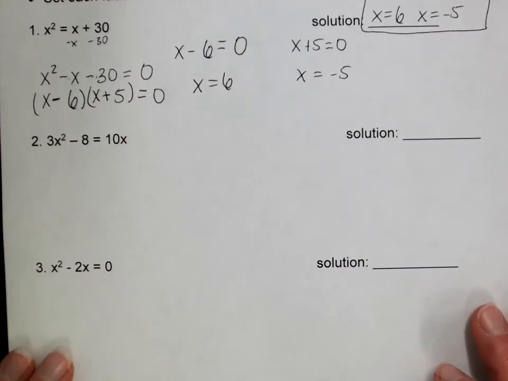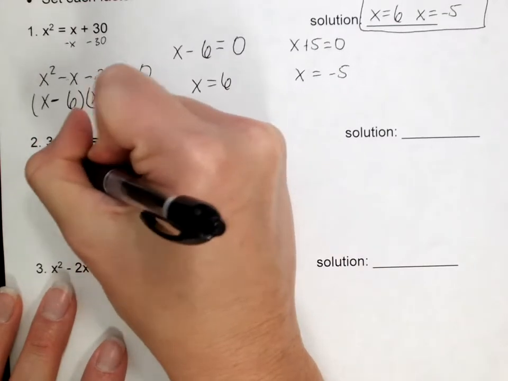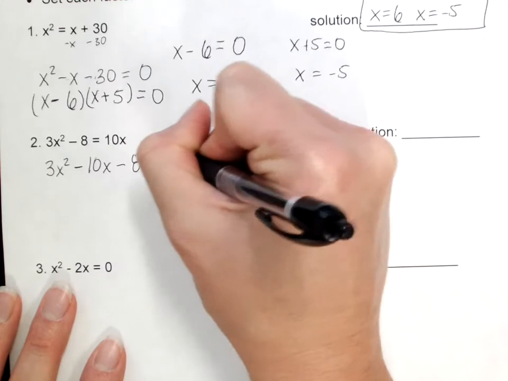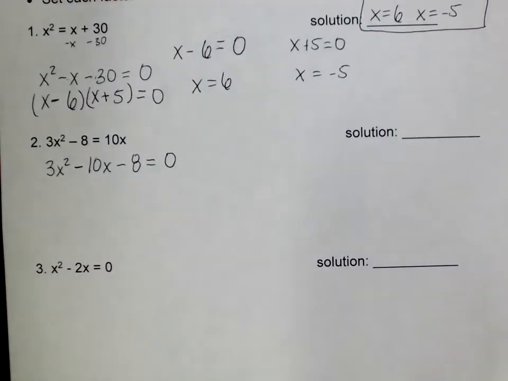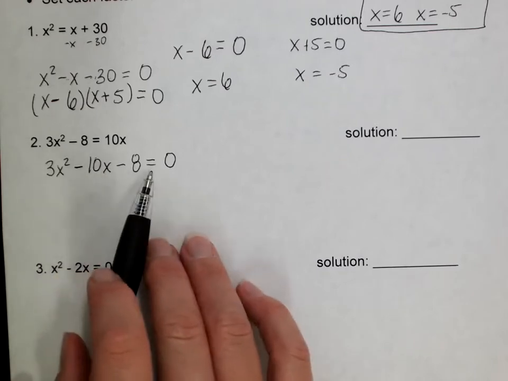Question number 3. Step 1, move everything over to the same side of the equation. 3x squared minus 10x minus 8 equals 0. Also a good idea to put them in the correct order. Okay, so you want the x squared term, the x term, and then the number term.